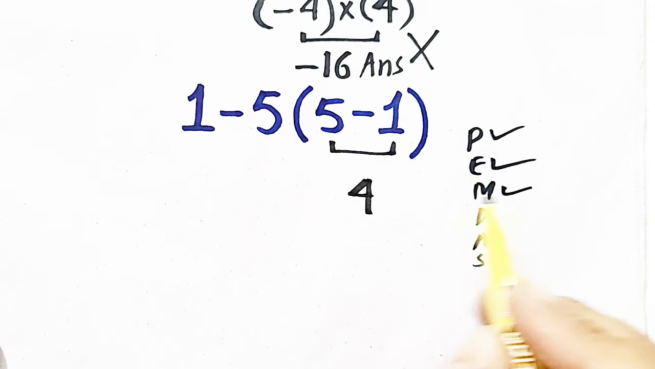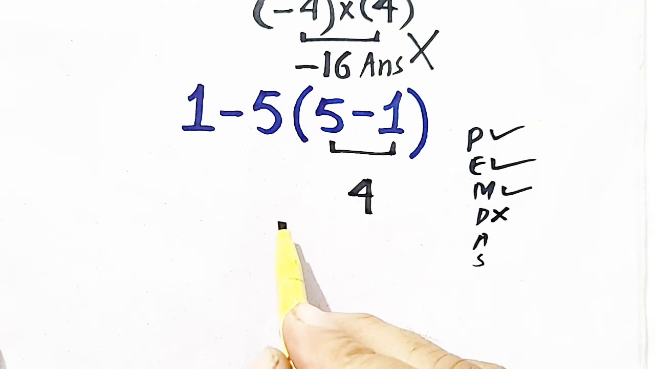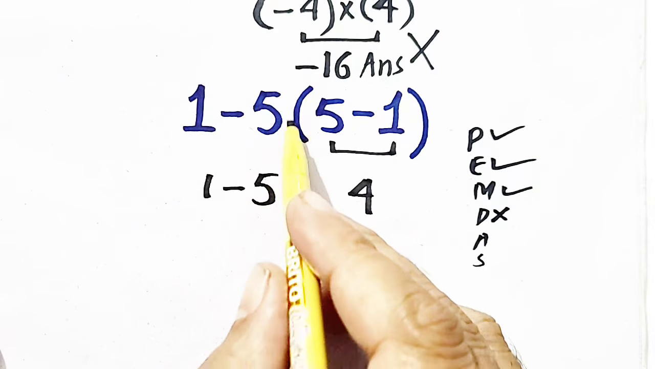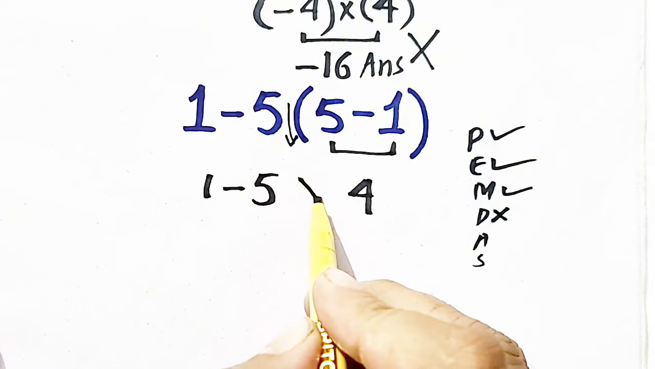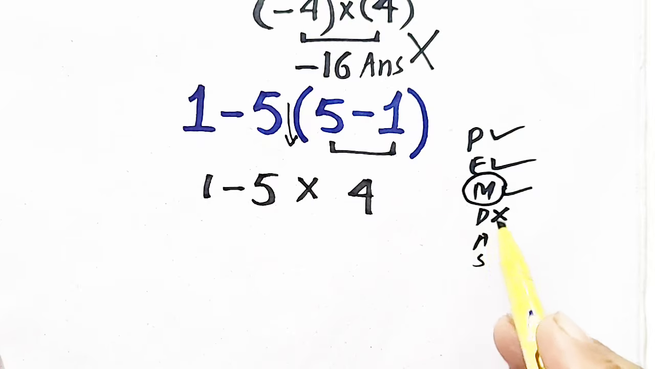Then multiplication, so multiplication and division. But division is not in this question. So 1 minus 5 as it is, and here we will put the multiplication sign. Now it's the turn of multiplication because division is not included in this question.